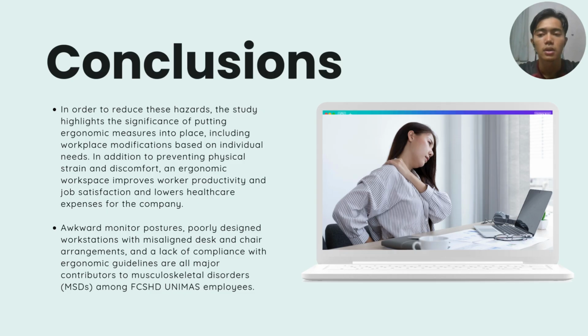The next one is the conclusions. The study found that poorly designed workstations, awkward monitor postures, and non-compliance with ergonomic guidelines were significant contributors to MSDs among FCSHD staff. By implementing ergonomic measures such as adjusting workstations to meet individual needs, FCSHD can reduce physical discomfort, enhance job satisfaction, and improve productivity. These findings underline the importance of ergonomic awareness and its role in creating a healthier and more efficient workplace.